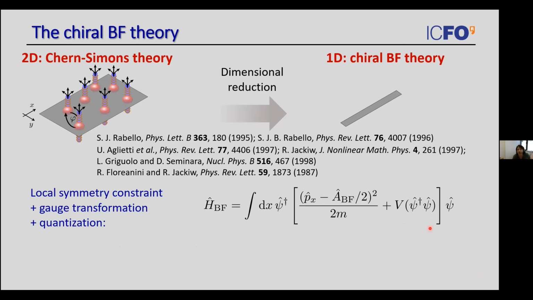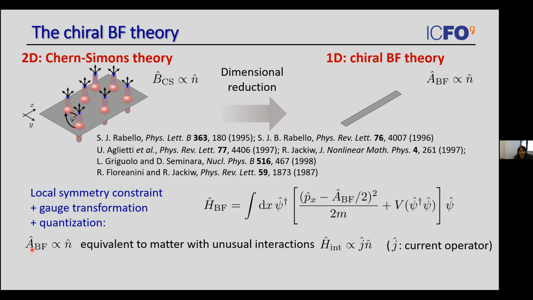So we have a Hamiltonian that describes bosonic particles that are minimally coupled to a vector potential. And the funny thing here is that this vector potential is proportional to the density of matter. So it's an operator itself. And as I said, it's equivalent to the B proportional to N that you have in the original Chern-Simons theory. Now this looks very simple, but you have to think that because density is in here, we have a vector potential that is proportional to density, and this is equivalent to an interaction term.